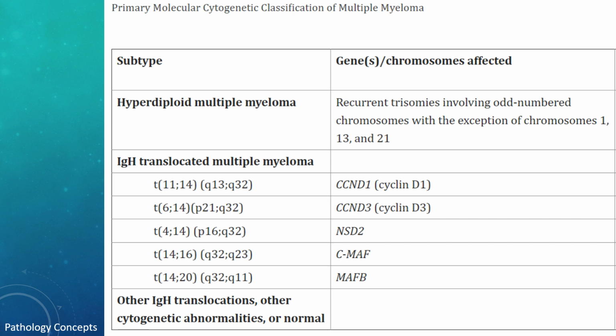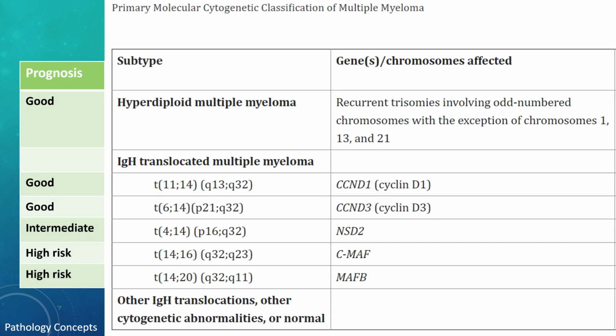The gene involved is CCND3, that is cyclin D3. Third is translocation t(4;14)(p16;q32). The gene is NSD2. Fourth is translocation t(14;16)(q32;q23). The gene is CMAF. Fifth is translocation t(14;20), that is q32;q11, and the gene involved is MAFB. And there are a few other translocations and other cytogenetic abnormalities.